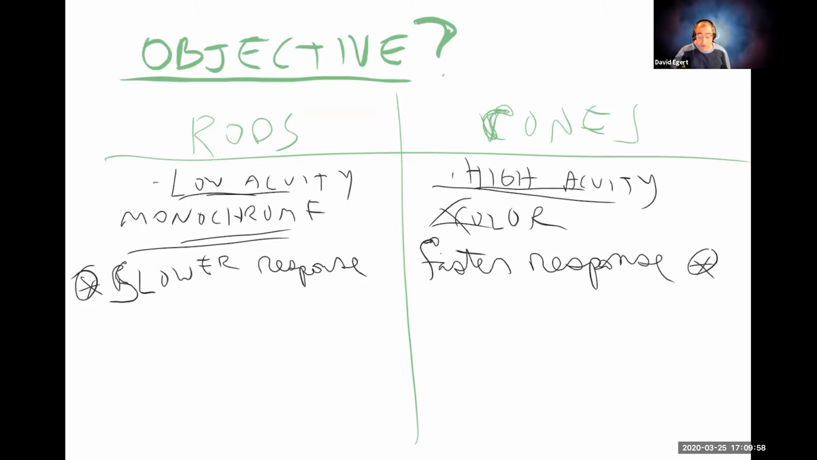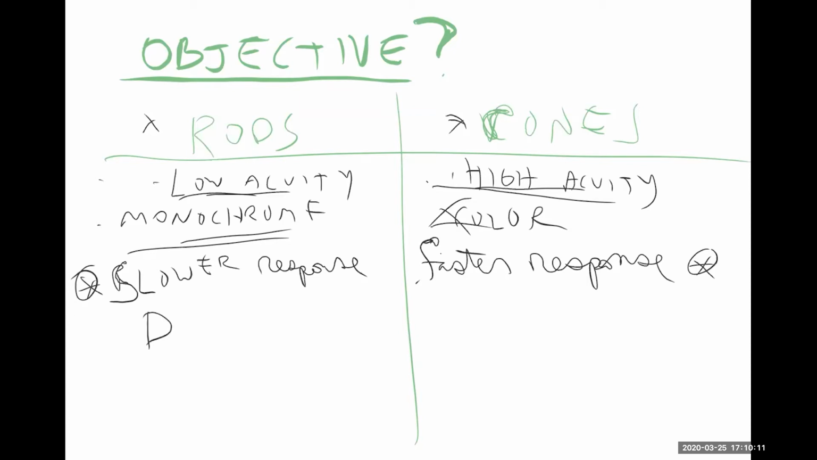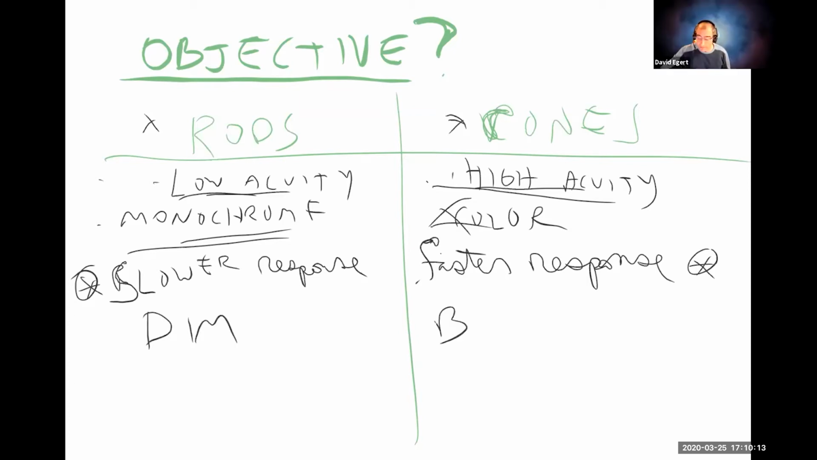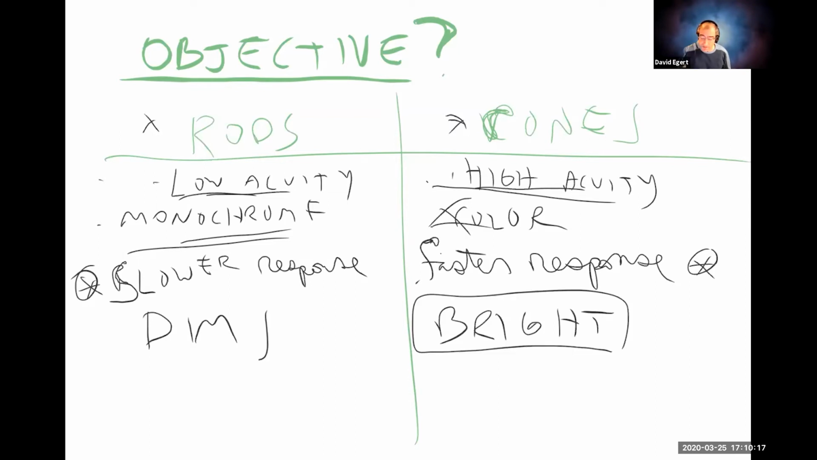What is another huge difference between rods and cones that we haven't put on this chart yet? Rods are active in dim light and cones are active in bright light. Exactly, dim versus bright. So this is going to be one of the main ways if you want to know whether you're using your rods or your cones. You can do that by changing the brightness in the room.